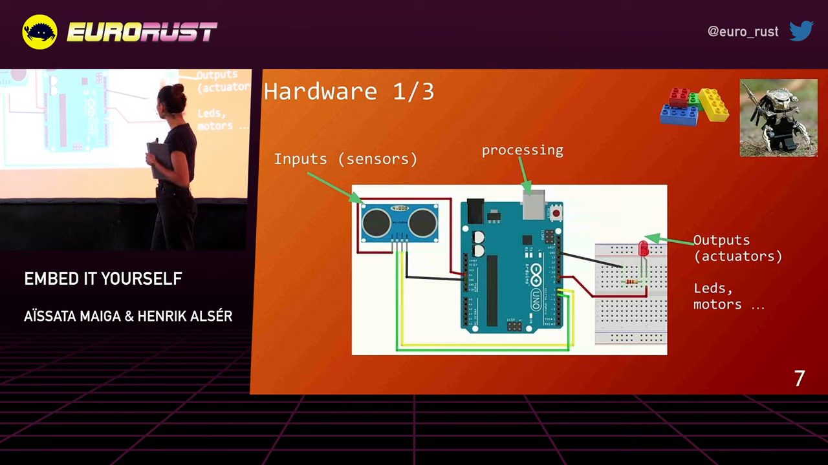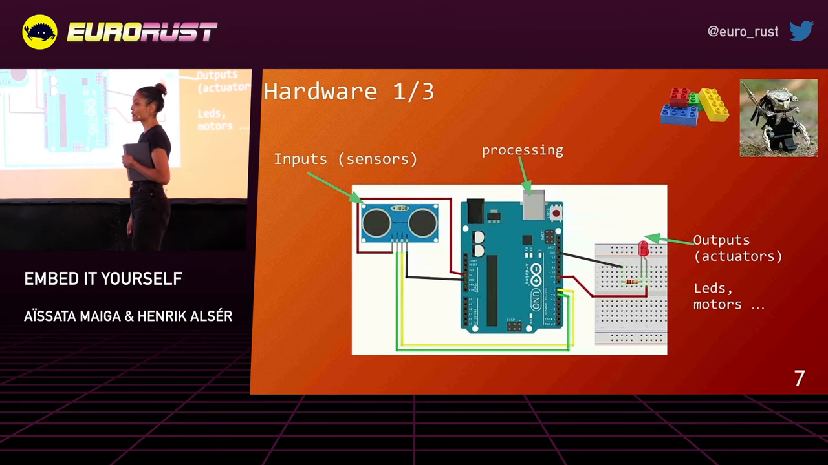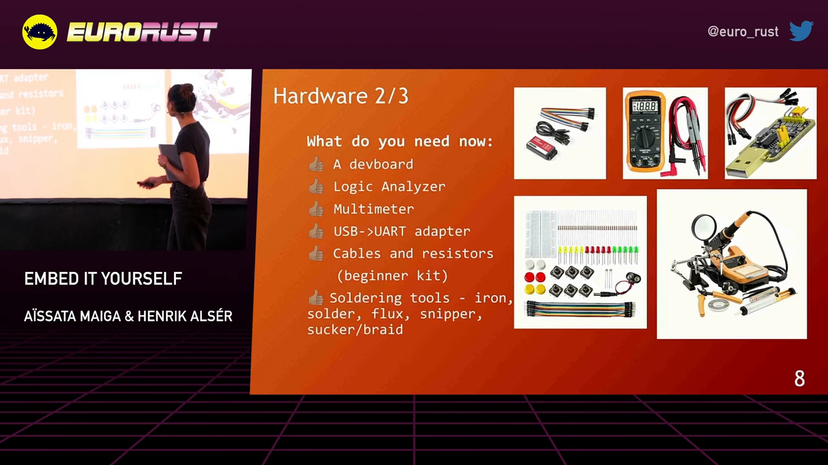And why do you use a dev board? It's really good for prototyping. It's good for a proof of concept. But there is also a lot of stuff that you don't need. So it can be expensive in power and money, because there's a lot of stuff.